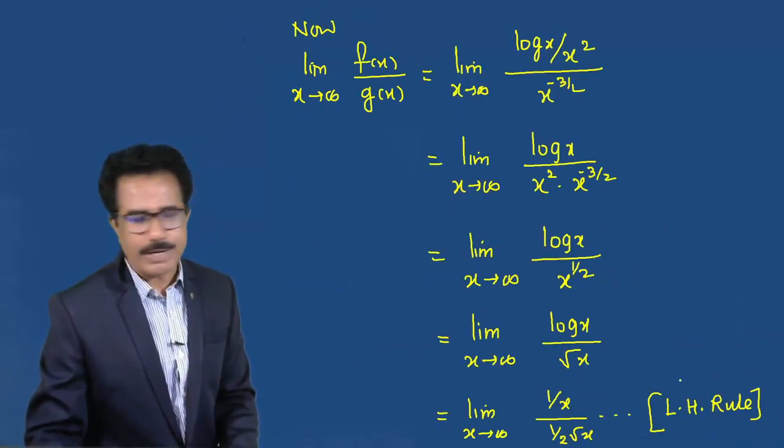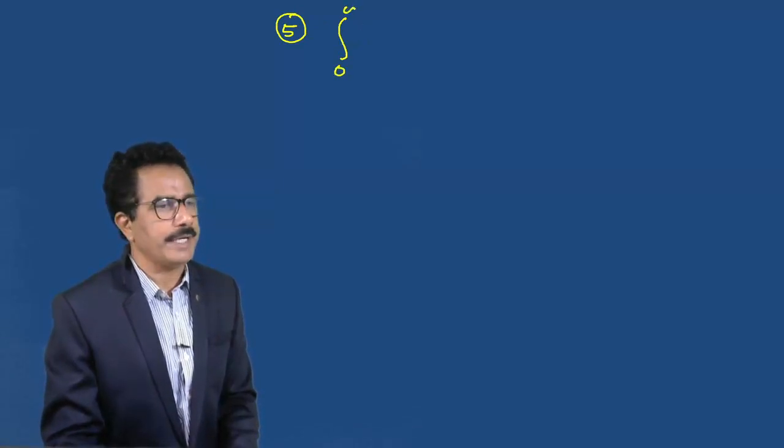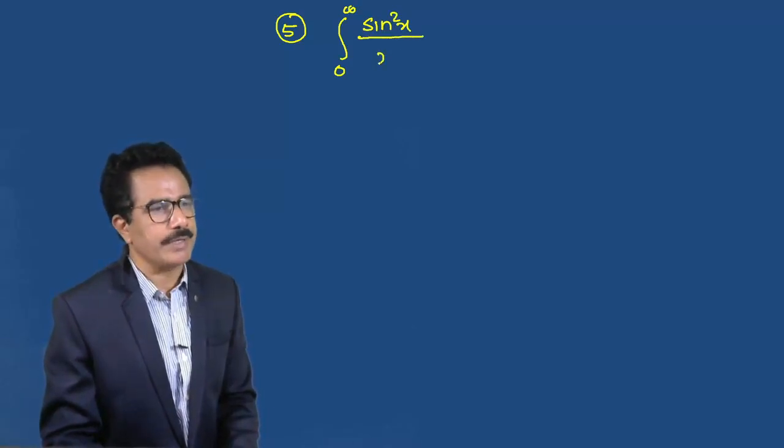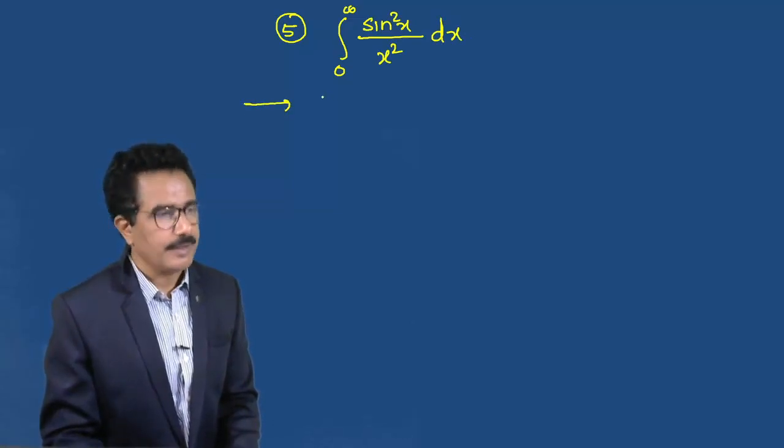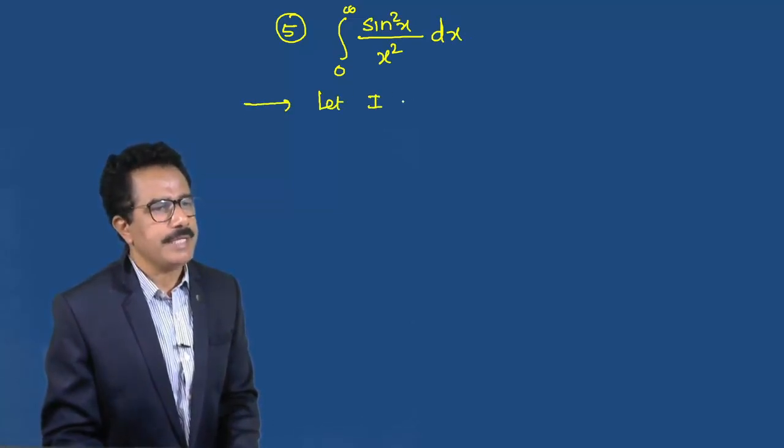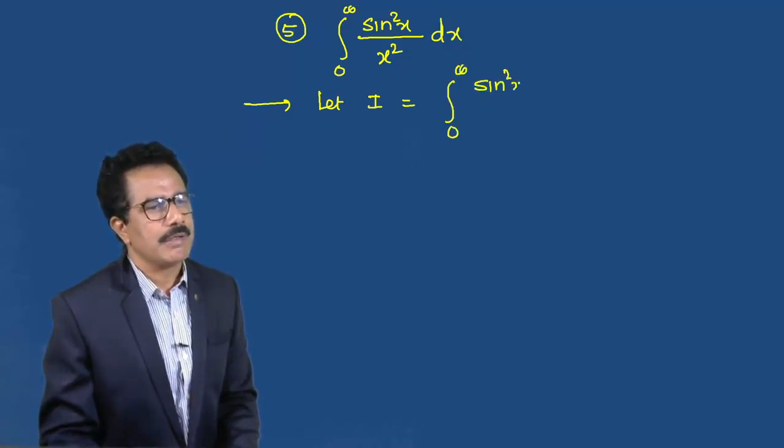sin square x divided by x square. Problem number 6. Integral from 0 to infinity sin square x divided by x square dx. So let I is equal to integral from 0 to infinity sin square x divided by x square dx.